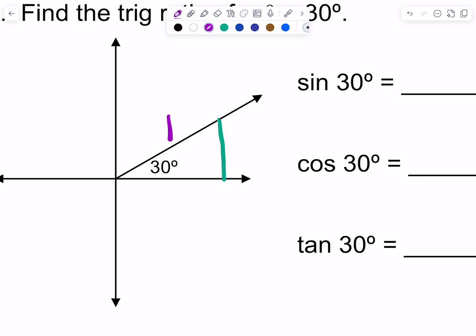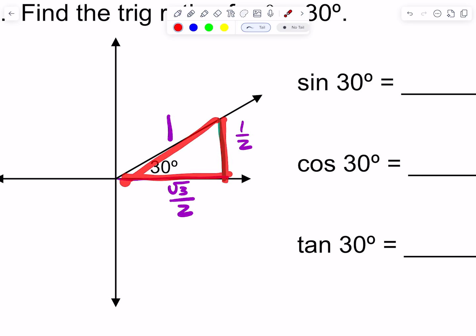That's being recorded. Great. So this would just be half. The short leg is just half. So this is just half of 1, which is just half. The long leg is the short leg times radical 3, which would turn out to be radical 3 over 2. Which means that this is your x, this is your y, this is your r.